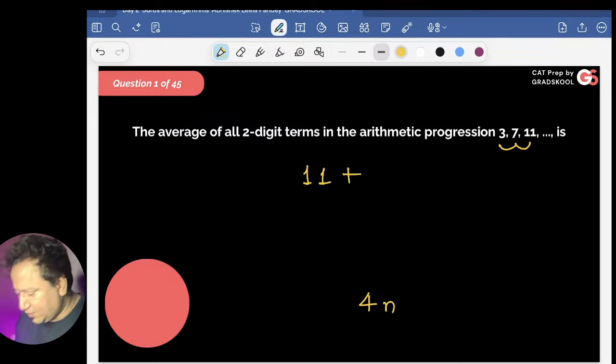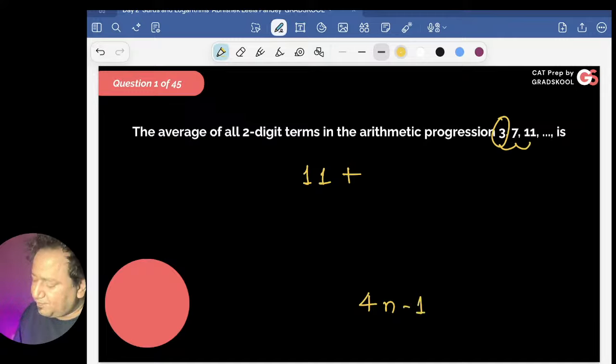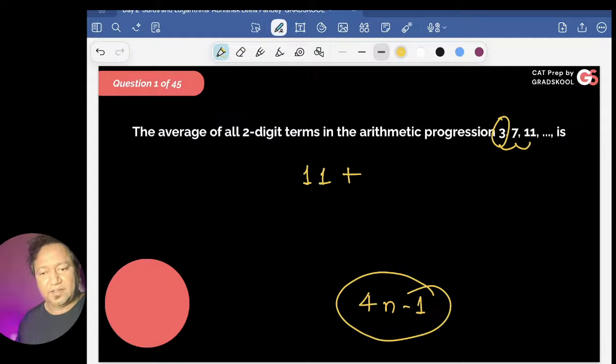That is the placeholder value, 4n. So n starts at 1. Hey Vishal, n starts at 1. So 4n, if I put n equal to 1, I get 4 into 1 is 4. But the first term here is 3, right? So I will just subtract 1 from it. This is the best way of identifying the general term for any arithmetic progression.